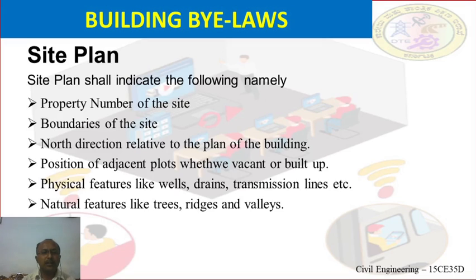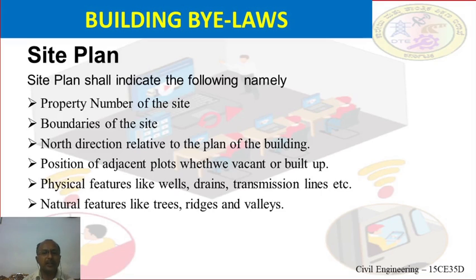So in the site plan, which also includes the adjacent plot details, whether it is vacant or already built up shall also be indicated in the site plan drawing. That means in the site plan drawing, on the left, right and all four sides of the corners, whatever is there, whether it is built up or vacant, you have to show it.